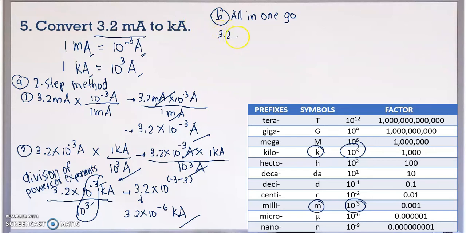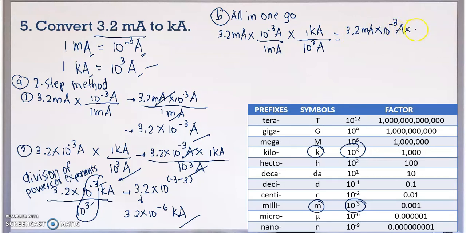(3.2 milliampere) multiplied to the first fraction, which is 10 raised to negative 3 ampere divided by 1 milliampere. And then multiply to the second fraction, which is 1 kiloampere over 10 raised to 3 amperes. Combining all the upper measurements and combining all the lower measurements, we will have this value.